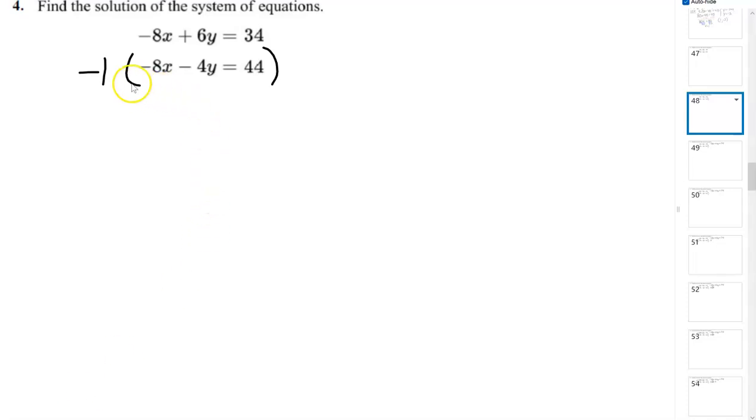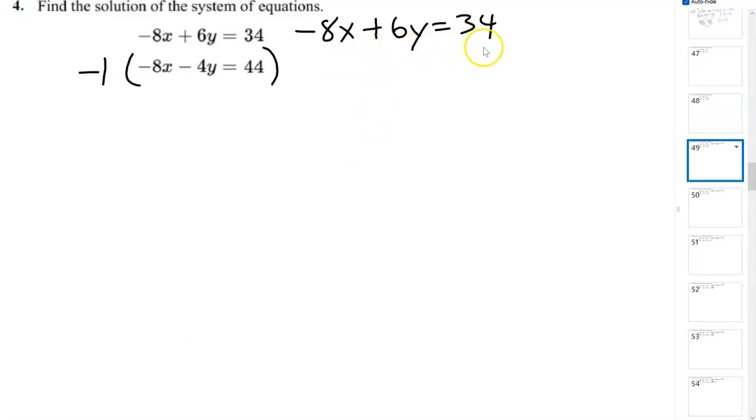So I'm going to multiply the bottom equation by -1. I could multiply the top one, I just happen to pick the bottom one. Alright, so I'm going to rewrite the first equation just like it is. And now I'm going to distribute this -1 to each term in the second equation. So first, I'm going to do -1 times -8x. Negative times a negative is a positive. And 1 times 8 is 8.